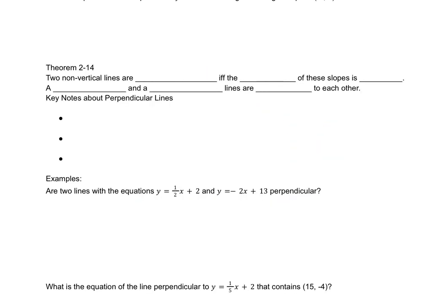Theorem 2.14. Two non-vertical lines are perpendicular if and only if the product of the slopes is -1. Okay, I'll show you what that means. We'll do some practice in just a second.